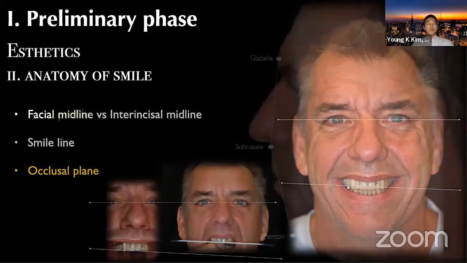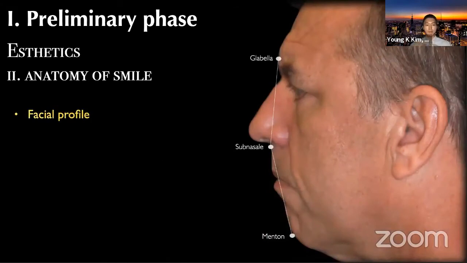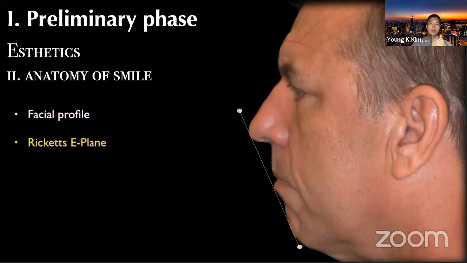And then we look at the profile view, the glabella, subnasal, menton. We can get the angulation of it and the Ricketts aesthetic plane, followed by the nasolabial angle. The nasolabial angle is on average about 100 degrees for Caucasian male patients. And it really depends on the aesthetics, the ethnicity, and the patient's gender as well.